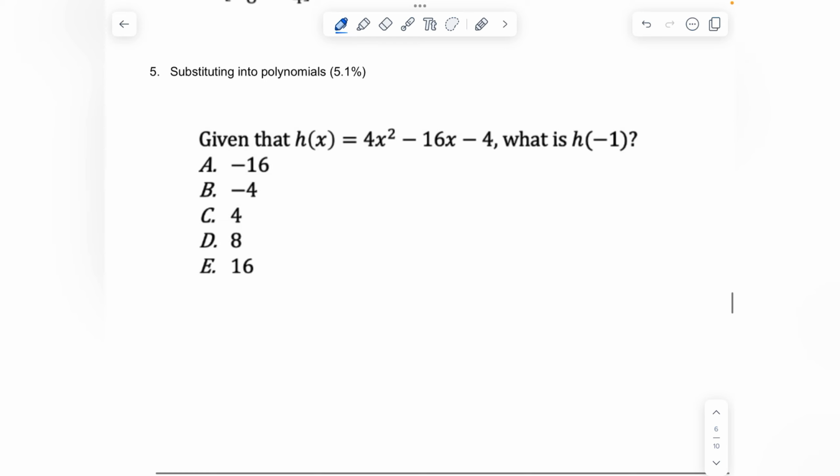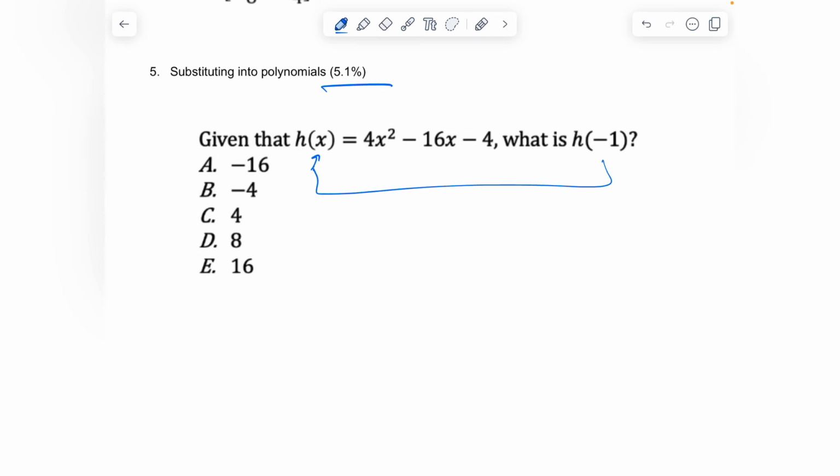Substituting into polynomials is a very simple skill, but it's easy to make sign mistakes on these problems. You see it makes up a good amount of the exam, about 5%. It's going to show up every single time in around problem 20. So you're going to be given a function like this, and asked, what is h of 1 or h of negative 1? What this means is you're taking all of your x's, including the one here, and plugging in negative 1 into each of them, or whatever number they give you.